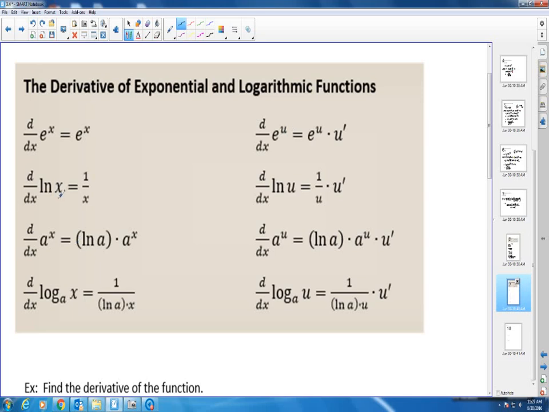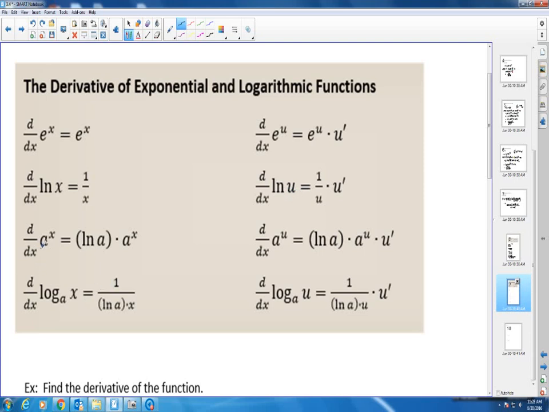Alright, natural log of x. Normally the derivative of natural log of x is 1 over x. So if I need to take a derivative of natural log of u with respect to x, that will be 1 over u again. Okay, 1 over whatever this is, times the derivative of the inside. So I'm basically viewing the natural log as the outside function, which will give me 1 over the inside, then times the derivative of the inside.